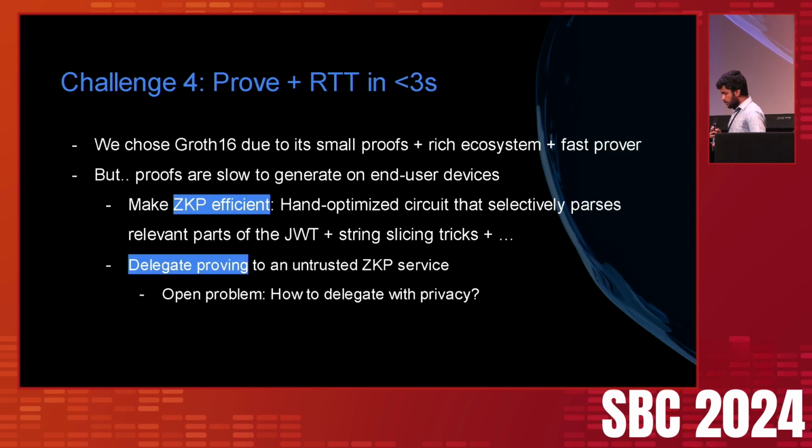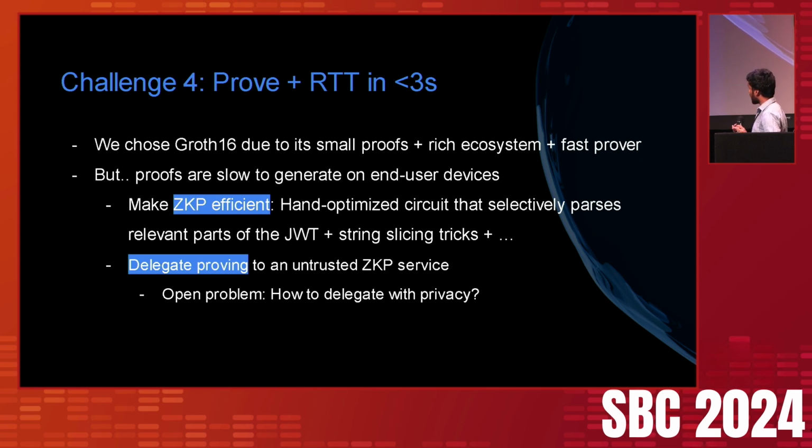Finally, we want to be able to prove and actually submit a transaction quite fast. So for the moment, we use Groth16 to implement the previously explained snark. But today proofs are slow, so we came up with a way to delegate proving to an untrusted ZKP service. What do I mean by untrusted? I mean that the ZKP service, even if we have one, cannot alone sign transactions. So even if it is fully malicious, it can't sign transactions and steal users' assets.